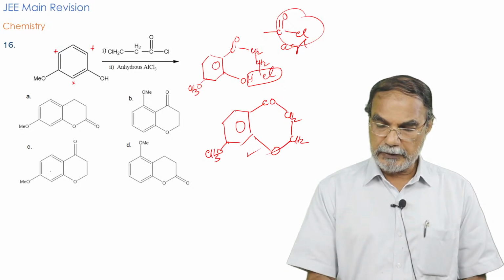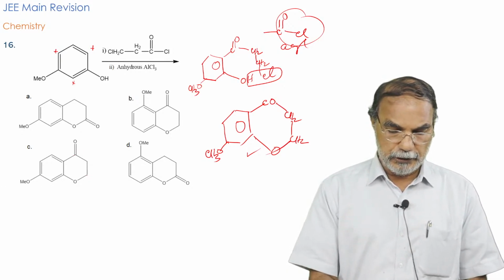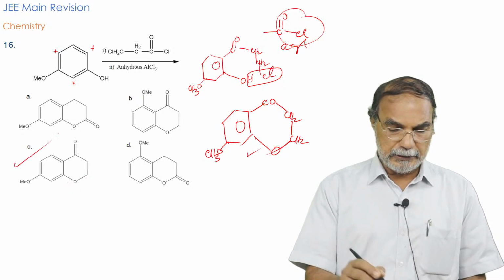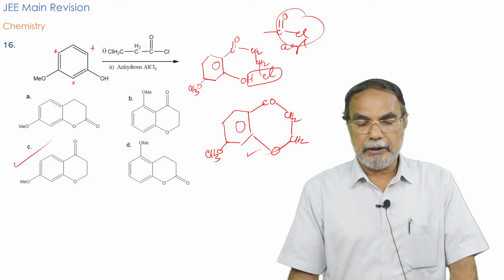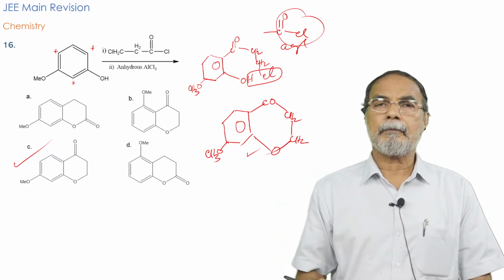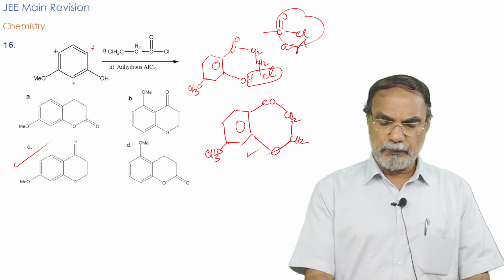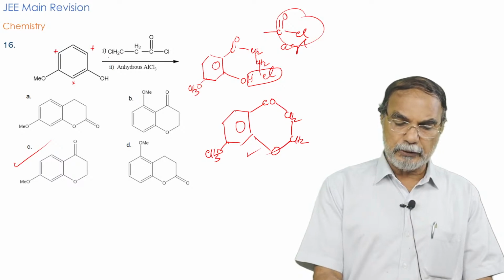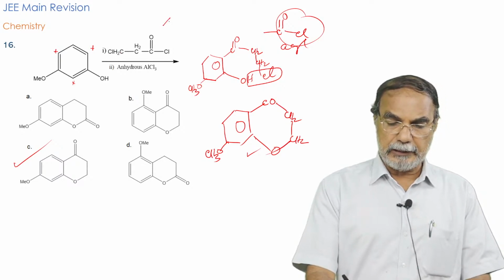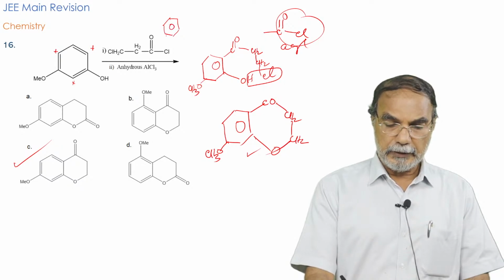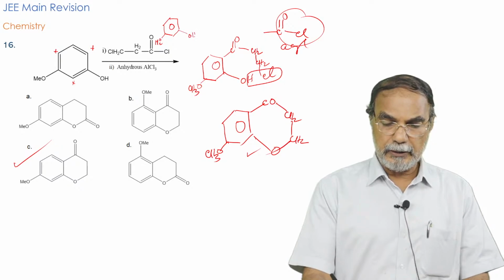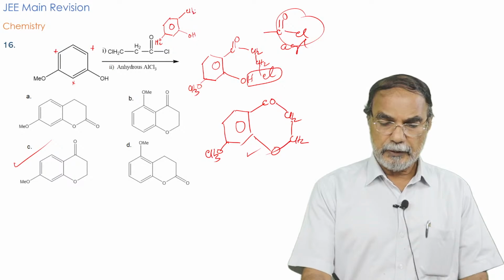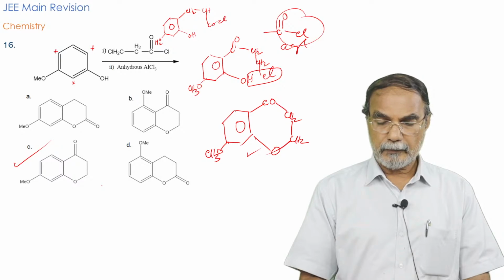C is the structure. It is CO, CH2, CH2, CO, CH2, CH2, and here is an oxygen. So C is the correct option for this reaction. At least some of you may be thinking, why does the reaction occur specifically at the OCOCl group? Why can't you have a Friedel-Crafts alkylation at this part of the molecule? Even if you think of such a possibility, the OH group here, and then you can have the alkylation here, COCl.